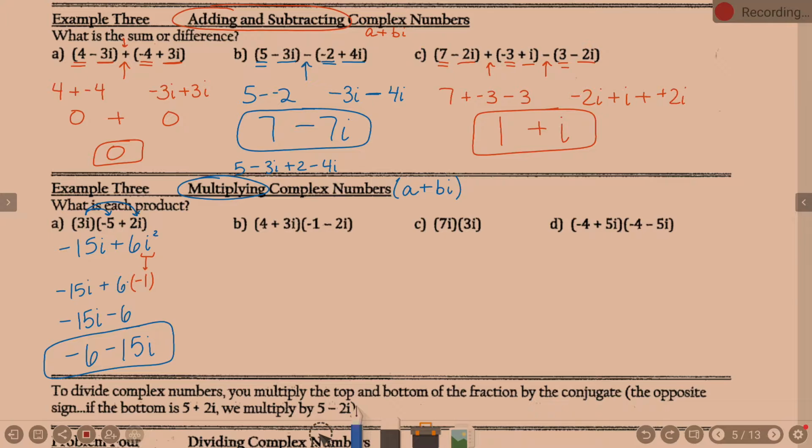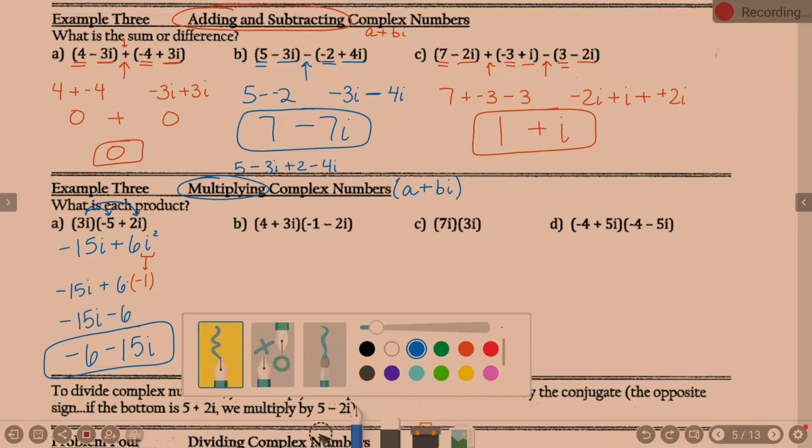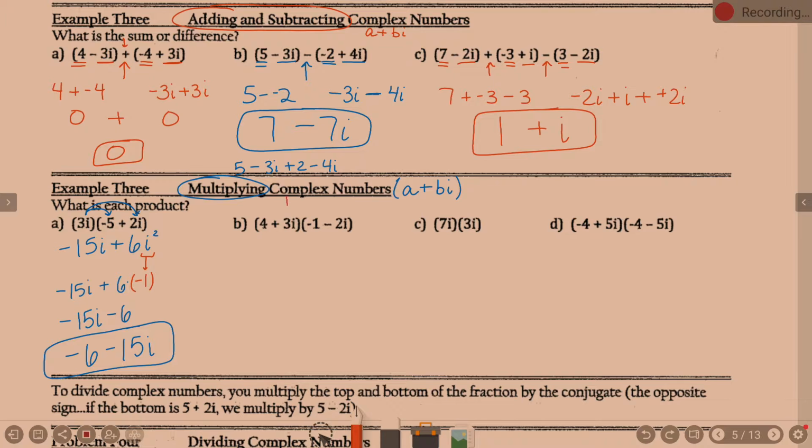Okay, B. Thoughts on how to multiply 4 plus 3i and negative 1 minus 2i? 4 times negative 1, 3i times negative 2. FOIL. This is a binomial times a binomial. Think about if those i's were x's. What would you have to do? You can say FOIL, you can say distribute. I don't know which word works better for your brain, but FOIL or distribute.